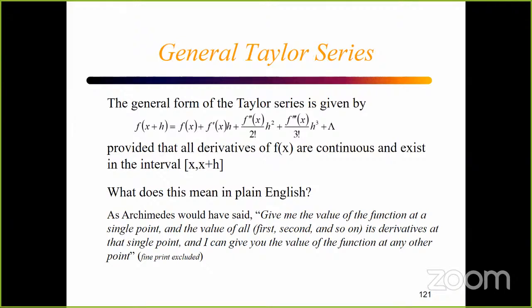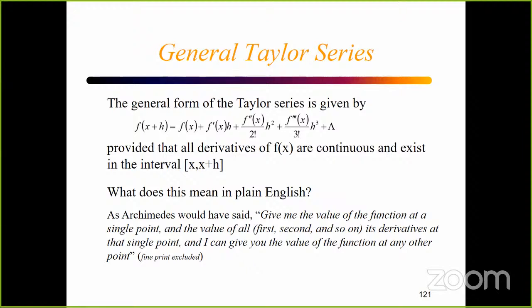In plain English, this formula means that Archimedes would have said: give me the value of a function, f of x, at a single given point, and the values of all its derivatives, the first derivative, second derivative, and so on, at that point, and I can give you the value of the function at any other point. That is an approximate expression, not exactly the value, but it can follow the trend.